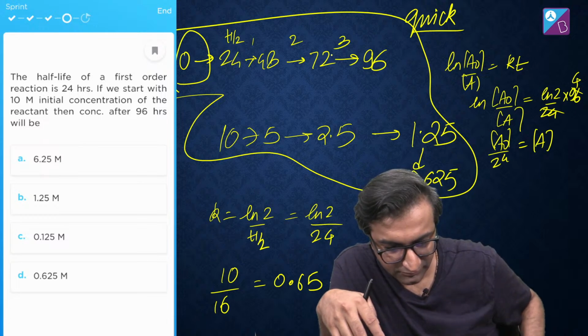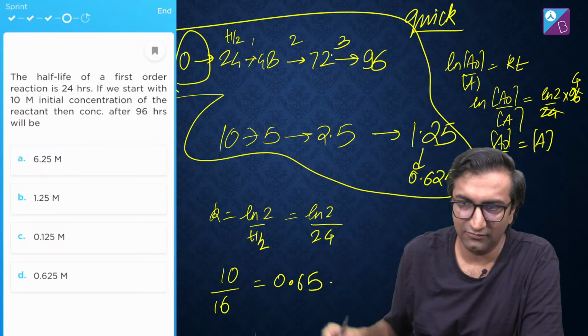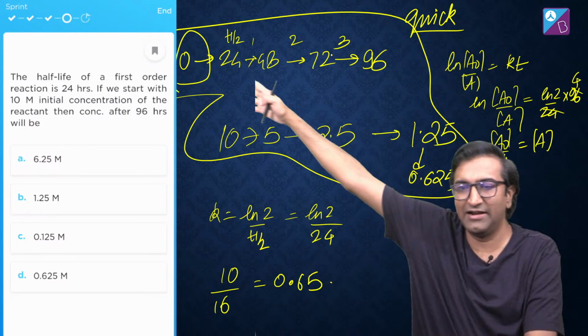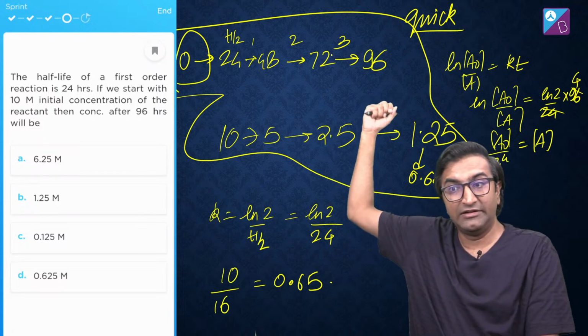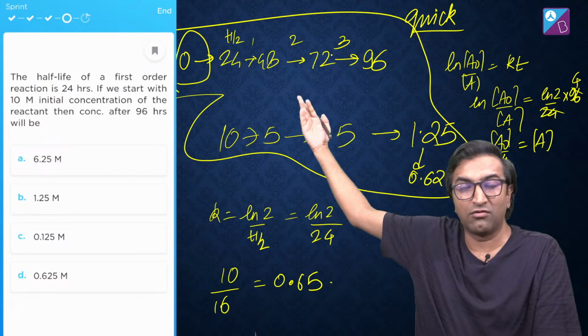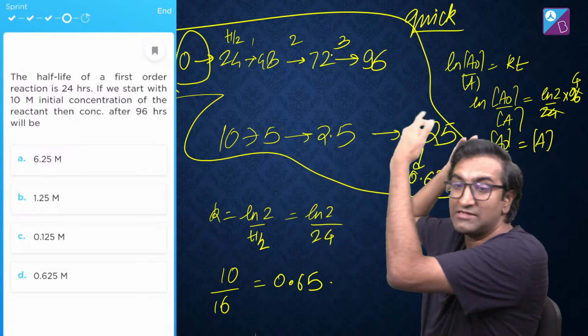पूजा, मैंने यहां पे गड़बड़ी की ना. I started at 24 which makes no sense. Time does not start at 24. The concentration starts at 10. Time will start at 0, no?